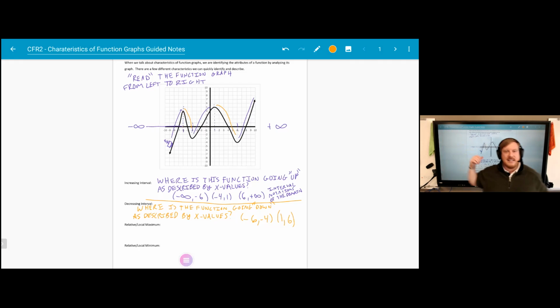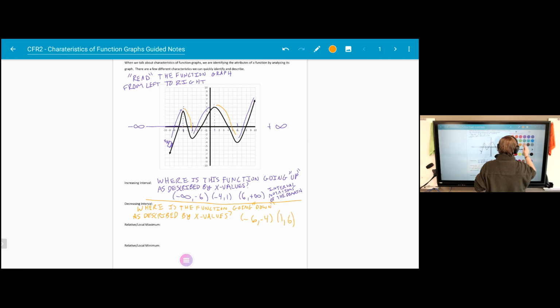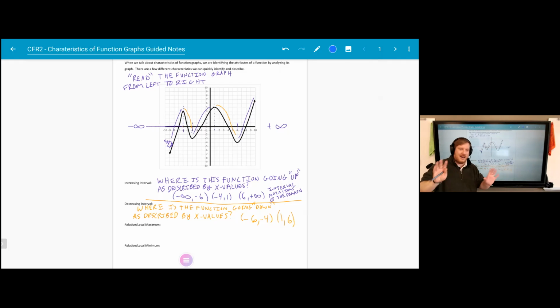And again, just like I said, it's going up and then we've got this hill, down in a valley, then it goes back up and then back down, right? So we've got this other description part of relative or local maximums and relative or local minimums. What does this mean? I think this is pretty interesting. Let's do a different color here. The relative or local maximums, those are our hills.